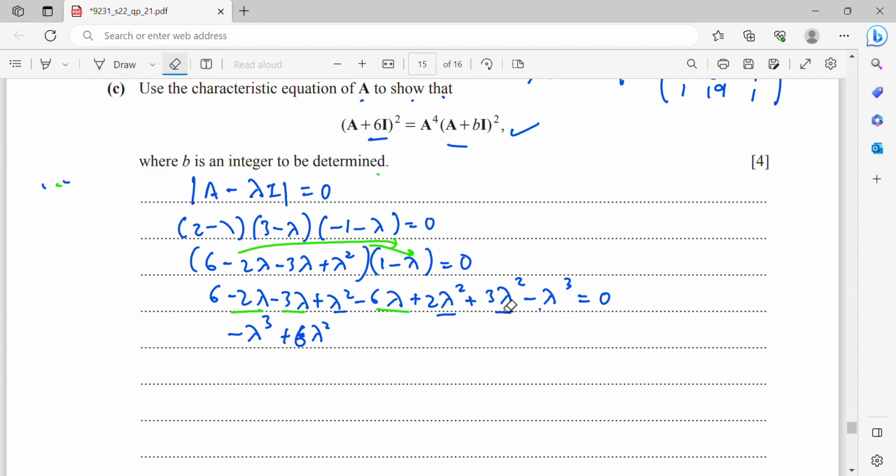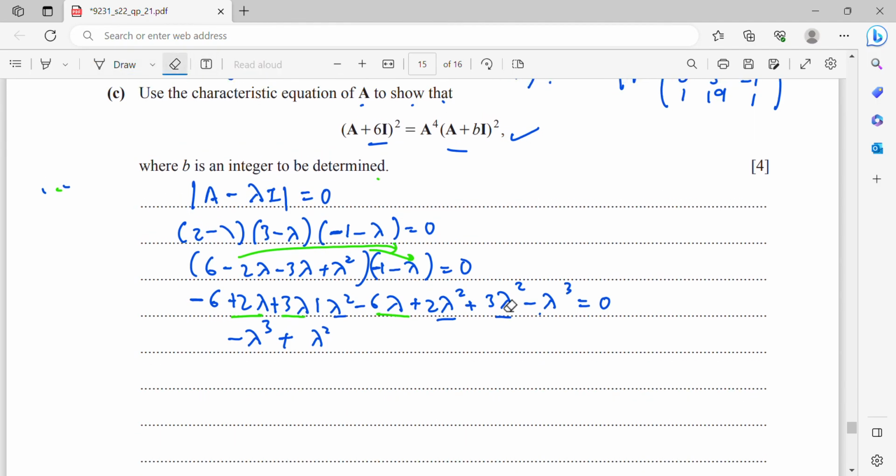Okay, hang on, let me check the calculation, see whether I made a mistake. Oh, okay, you see the minus here. I didn't write the minus. So I have to times minus to all these terms. Alright. So minus. Alright, so I will get minus lambda cubed, still the same.